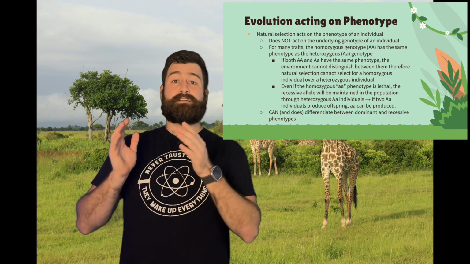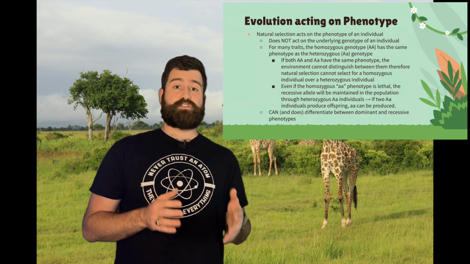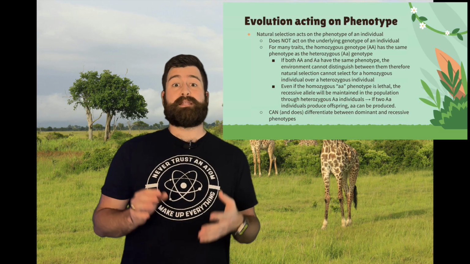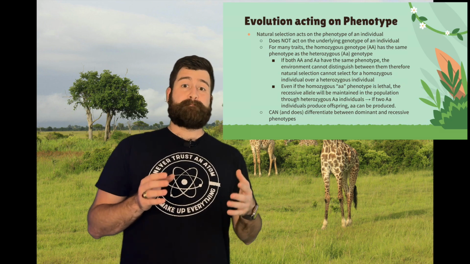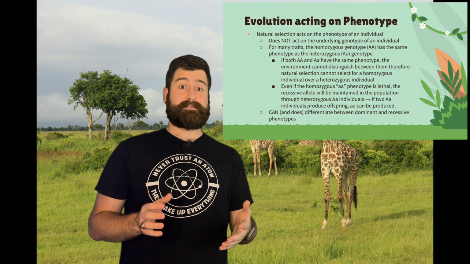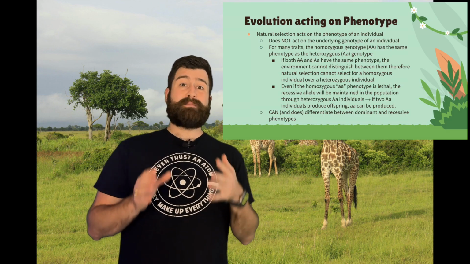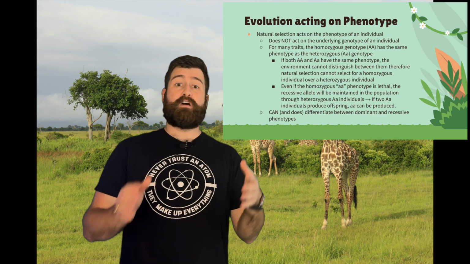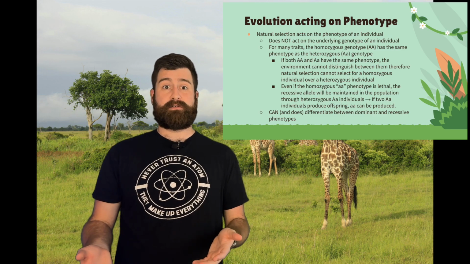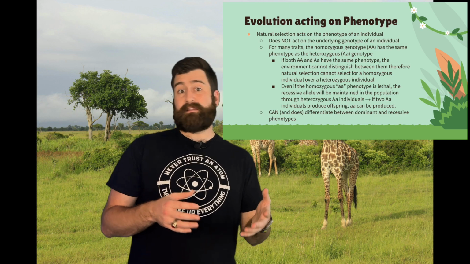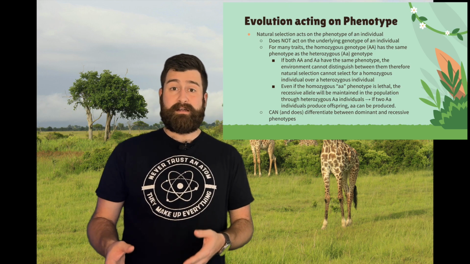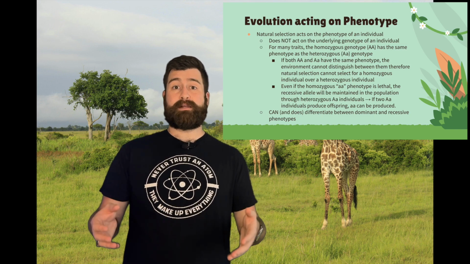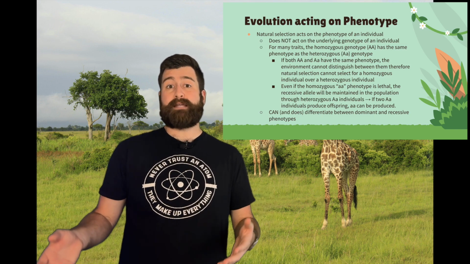Phenotype, not genotype. For many traits, the homozygous genotype, like capital A capital A, has the same phenotype as the heterozygous genotype, like capital A lowercase a. If both AA and Aa have the same phenotype, the environment cannot distinguish between them. Therefore, natural selection cannot select for a homozygous individual over a heterozygous individual. And even if the homozygous lowercase a phenotype is lethal, the recessive allele will be maintained in the population through heterozygous A, lowercase a individuals. It'll still get passed on.